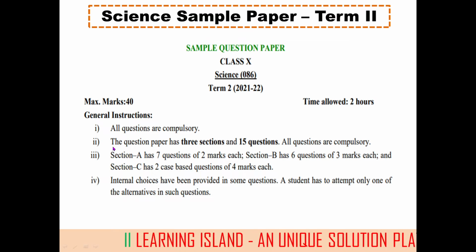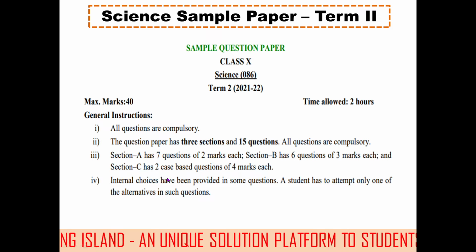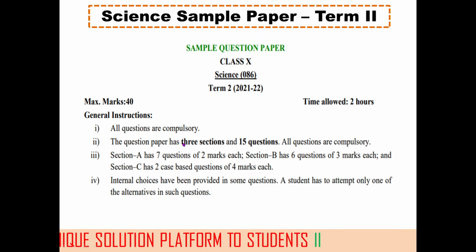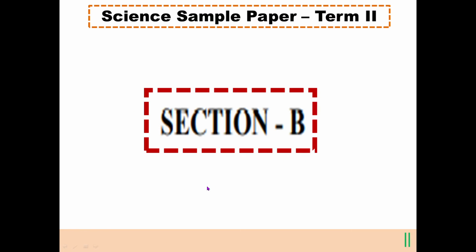First of all, I want to share the question pattern again with you, for those who are not aware. In the science paper, there are 3 portions: section A, section B, and section C. In section A there are 7 questions, each having 2 marks. In section B there are 6 questions, each having 3 marks. And in section C there are 2 case-based questions having 4 marks. So now I am going to discuss part B. So this is section B.